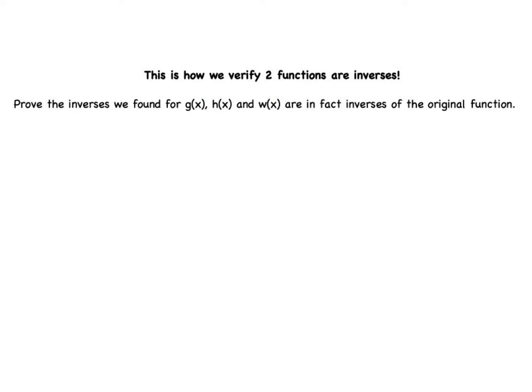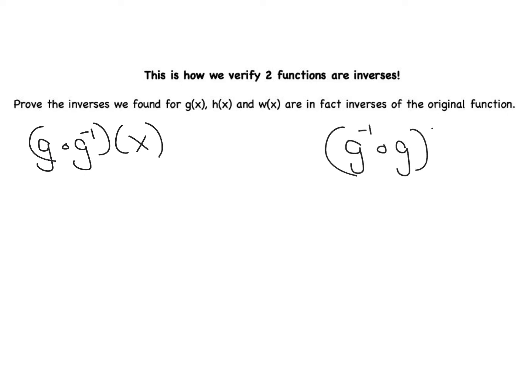Okay, so I want you to prove that g of x, h of x, and w of x are in fact inverses of the original function. I am going to do g composed with g inverse of x, and then I'll go the other direction, g inverse composed with g of x, again using g and g inverse from our previous video.